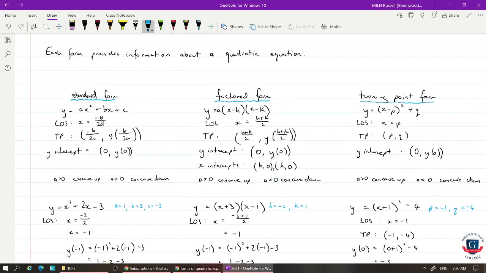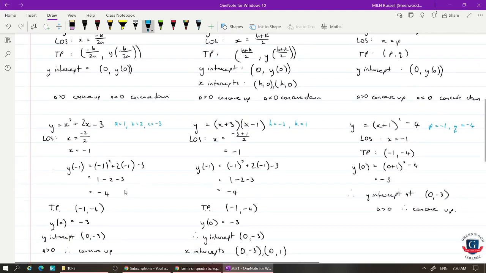So in standard form we can get the line of symmetry by taking this b value here, dividing it by 2 times the a value and taking the negative of it. We can find the turning point by substituting in this value here into this equation, and that'll give us this value over here, which is the y value for the turning point, because the turning point is on the line of symmetry. And we get the y-intercept by substituting in 0 into this equation.